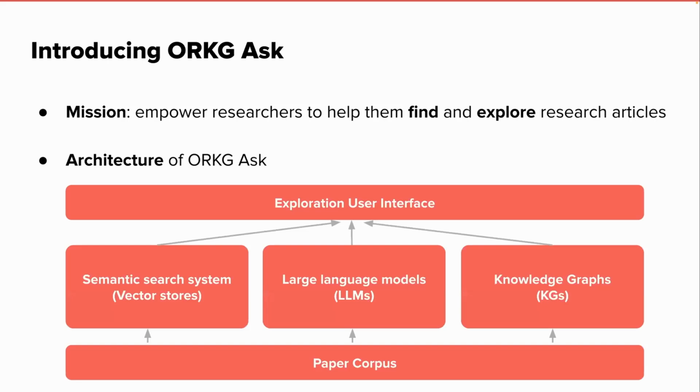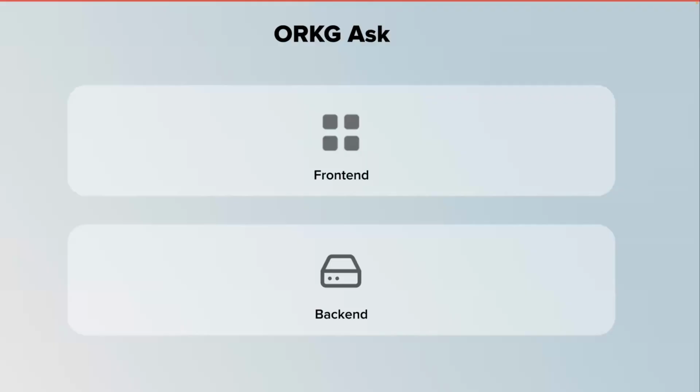If we look at the architecture, we can see there is a user interface on top, and we have three main components. So we have a vector database in which the articles are stored. Then we have large language models. And then we have knowledge graphs that further help to fine grain and filter results. So the first two parts are really part of the RAG approach, and the knowledge graph there enhances the search further. And of course, everything, the data comes from the paper corpus we use.